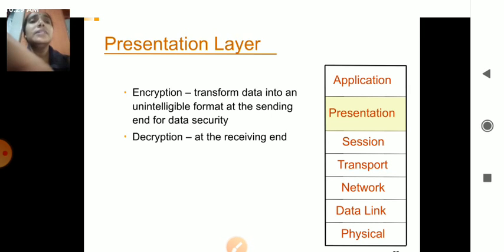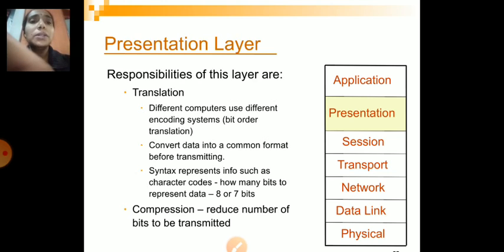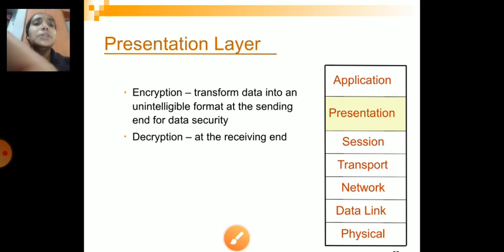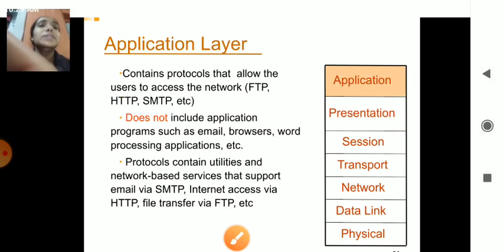So mainly, the presentation layer takes care of a few things. Remember, one is it will be translating the data into a format which can be understood by the system or the computer, whichever device it is. It will be compressing the data. So what does it do? It does the translation, it compresses the data, and it encrypts and decrypts the data. Okay, that is done by the presentation layer.